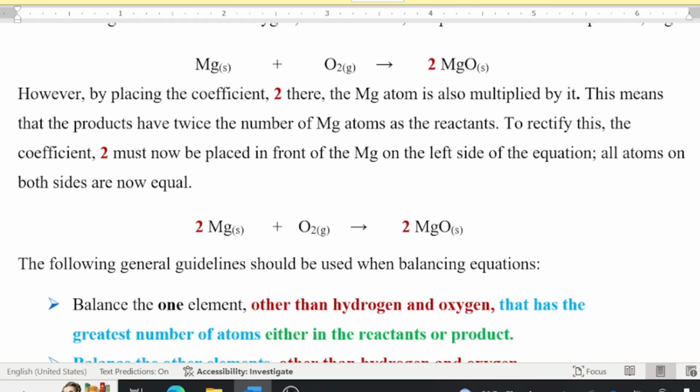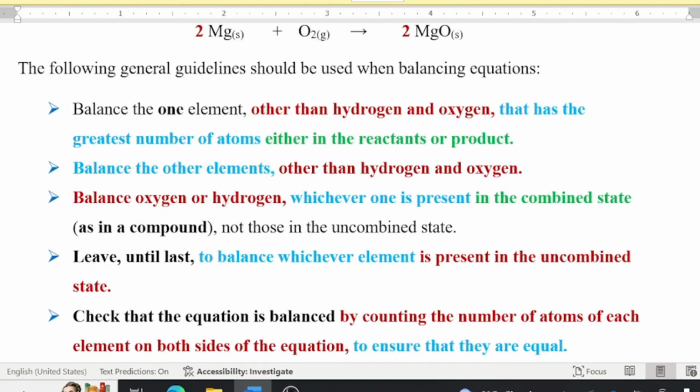So here's some guidelines for balancing chemical equations. You have different types of chemical equations that you'll have to deal with. So these are general guidelines for balancing the equations. Balance the one element other than hydrogen and oxygen that has the greatest number of atoms either in the reactant or product. So you look at the equation and you see which element is the one that's most numerous, and you start by balancing that one. Leave these 2 guys to the last, hydrogen and oxygen. Then, balance the other elements other than hydrogen and oxygen.